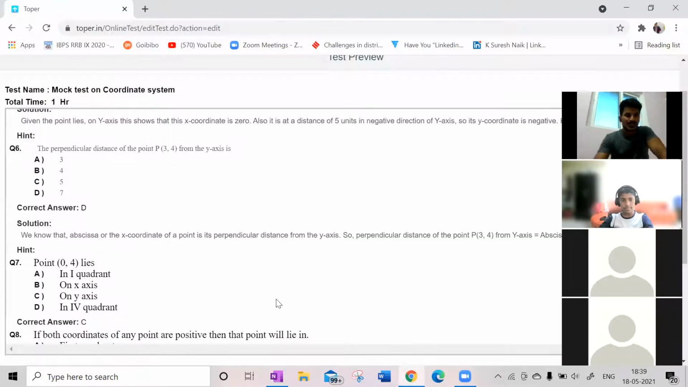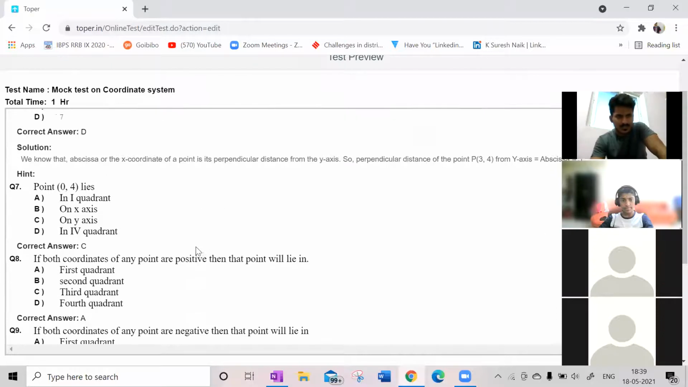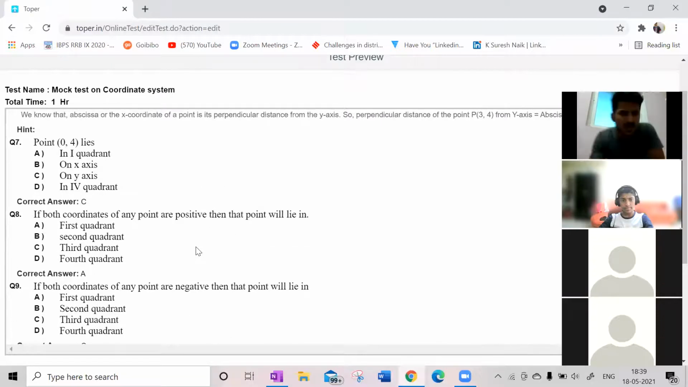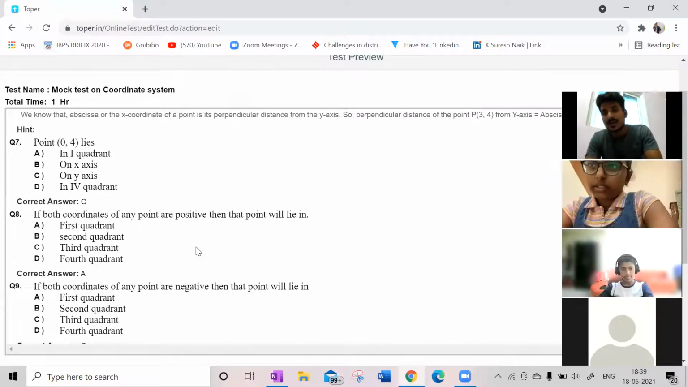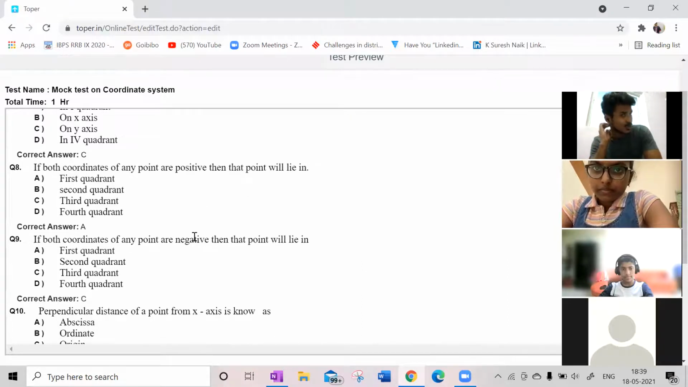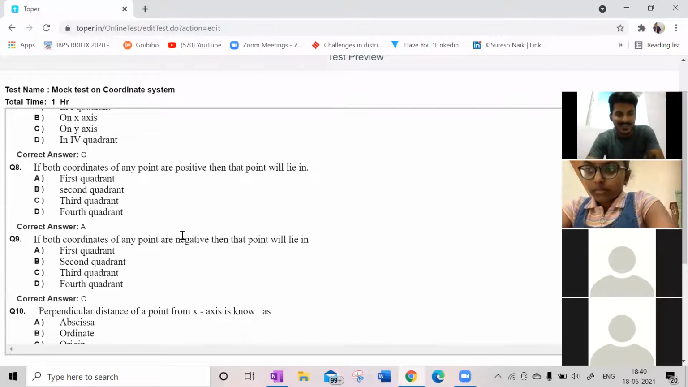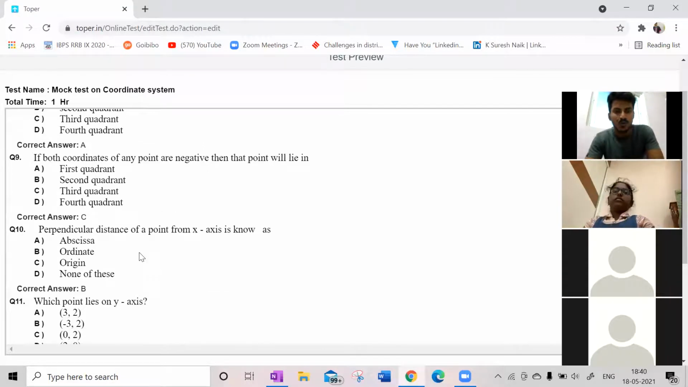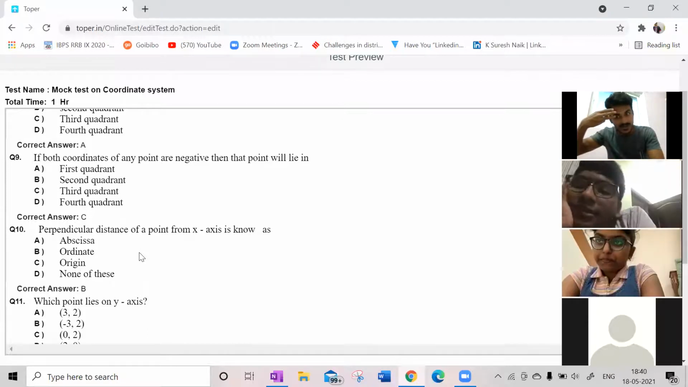So next question. Sir, so the answer is 3, right? Yes. So point 0 comma 4 lies on what? 0 comma 4 lies on the y-axis. Very good. If both coordinates of any point are positive, then that point will be in the first quadrant. Next question. If both coordinates of any point are negative, it is the third quadrant.